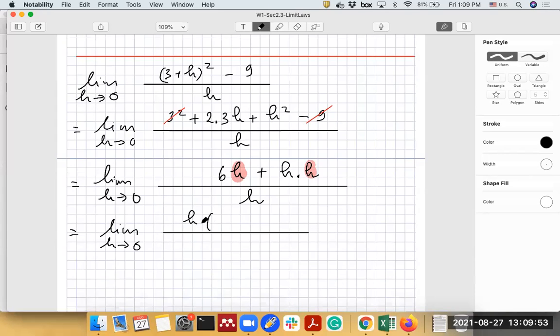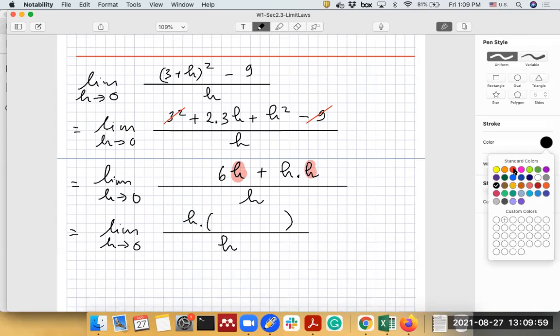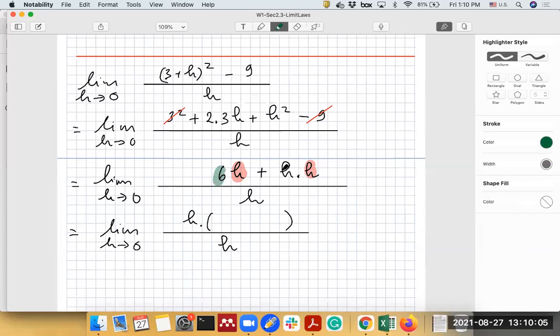So if we factor h out, what do we have inside the parentheses here? Very good. 6 plus 8 plus h. And then cancel it. And finally, you get the same thing. Very good. Okay.